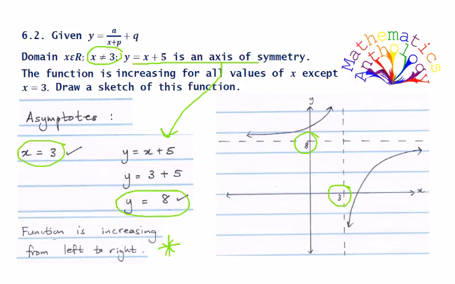So whenever you draw a hyperbola, the first two things you draw in are your asymptotes. So we'll draw our vertical asymptote at x is equal to 3 and our horizontal asymptote at y is equal to 8. We must remember now that the function is increasing from left to right, so we'll draw our graph in the opposite quadrants as shown in the diagram. They're always increasing from left to right.